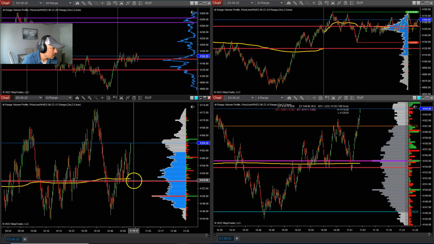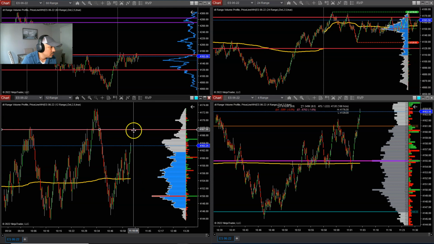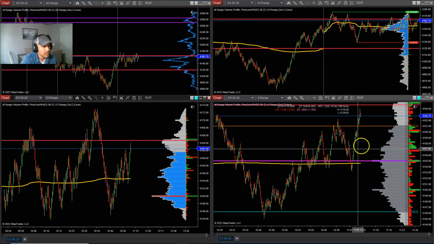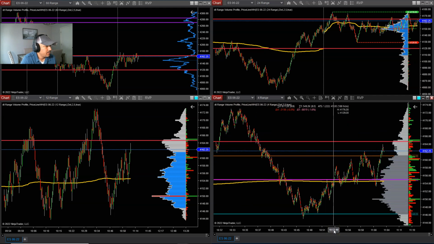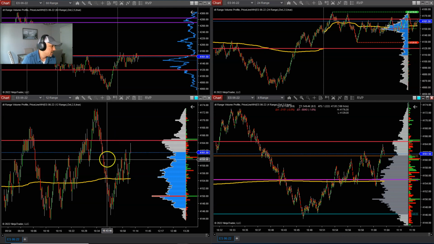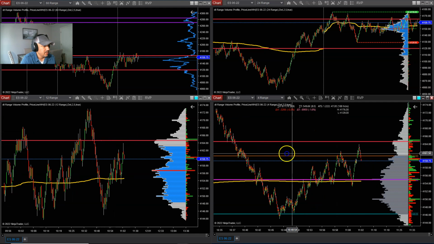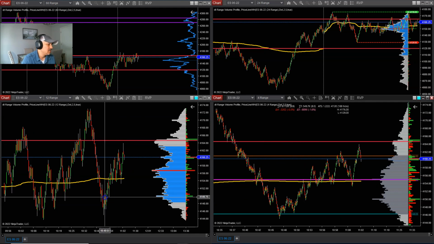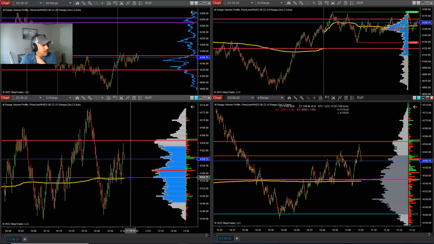Yep. All right, so this is an area where a lot of aggressive selling came out of, right here off this swing. So we've got to be careful though, because we also have support right below us. So it's a tricky situation here.